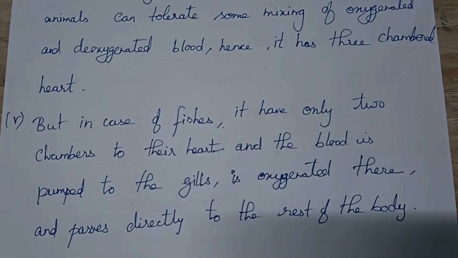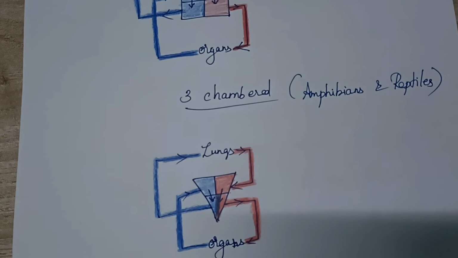Where does it get the oxygen supply? Through the gills only, right? The dissolved oxygen present in the water will enter the mouth, and once the mouth closes, it will push the oxygenated water through the gills. While coming out, it absorbs all the oxygen present in the water through the gill capillaries. So many capillaries are there. So the blood is pumped to the gills, is oxygenated there, then it passes directly to the rest of the body. Clear on this? So I will show the schematic diagram of all these chambered hearts.